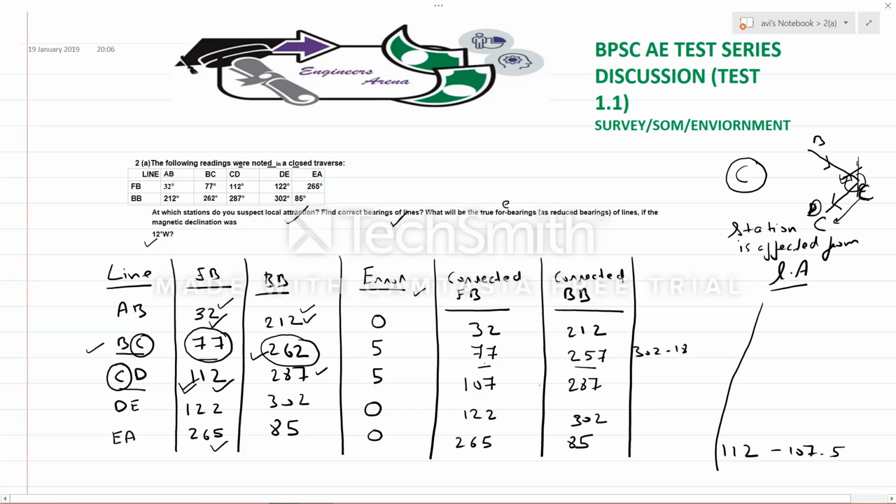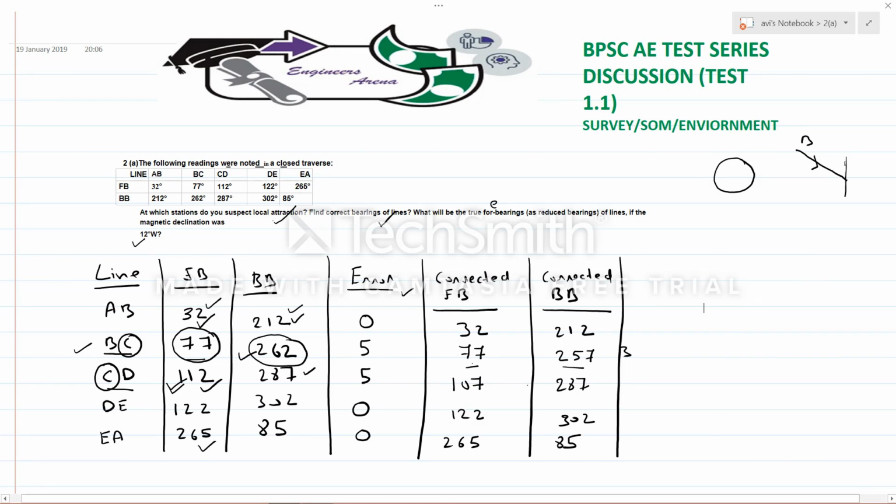Now you have been asked to calculate the reduced fore bearing. I'm deleting this; it was just for explanation. Now, if you want to calculate the reduced fore bearing, because in the question, at which station do you suspect local attraction? That is at station C. C is the answer over here. Find the correct bearing of the lines. These are the corrected bearings of the lines.